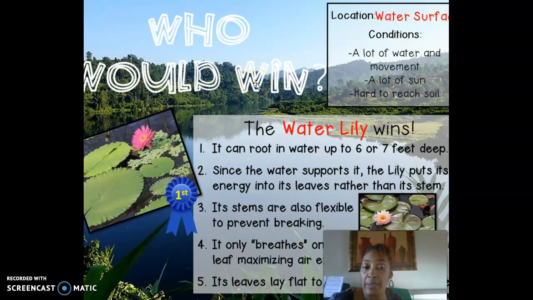The water lily wins. The water lily lives along the coast of Georgia. It requires a lot of water and movement, sun, and it's hard to reach the soil. It can root in water up to 6 or 7 feet. Since the water supports it, the lily puts its energy into its leaves rather than its stem. Its stems are also flexible to prevent it from breaking. It only breathes on the upper surface of its leaf, maximizing air exposure. Its leaves lay flat to maximize the sun exposure.